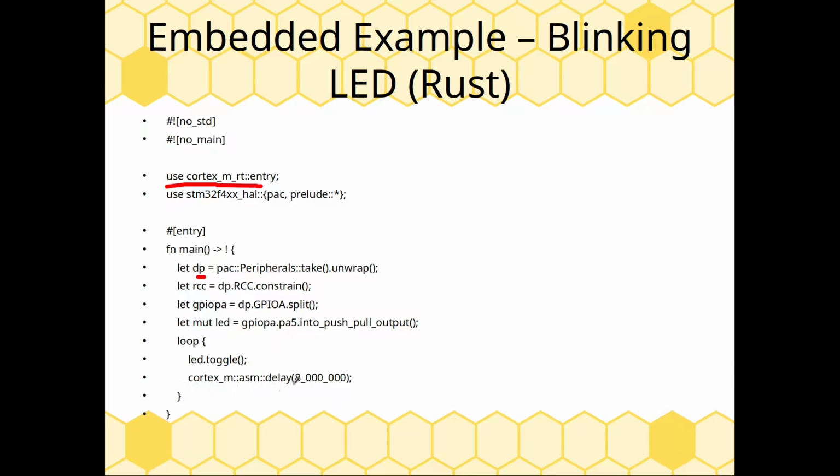And cortex_m::asm::delay will delay the LED blink toggle for 8000000 cycles. The value which we are giving is the number of cycles that it's going to delay for. This is going to delay for 1 second. You can change it by giving the cycles that are required. These cycles are dependent on the clock cycle of the board that we are using.